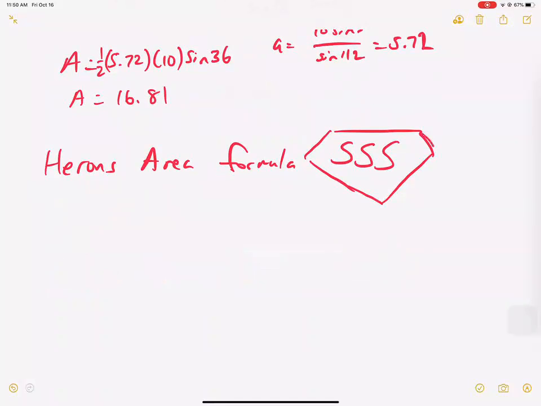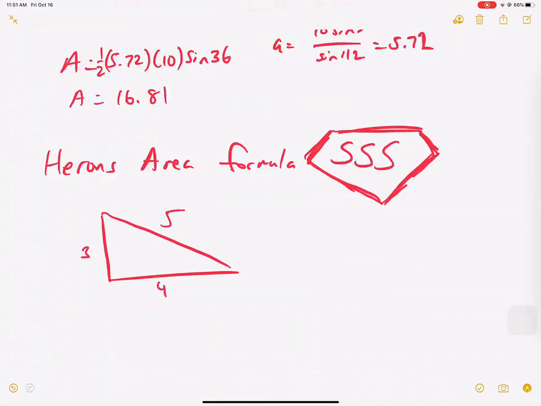That's my crappy version of Superman, if you're wondering what I'm doing. Okay. So SSS means you know all three sides, no angles at all. So let's do an easy one that we know is going to work. Let's try a 3, 4, 5 triangle.